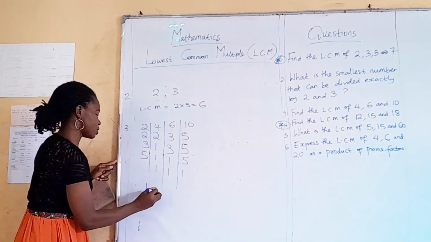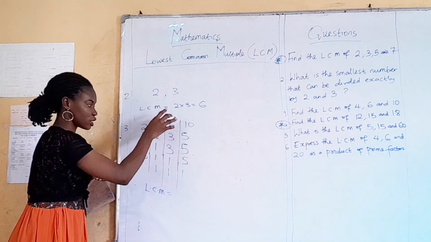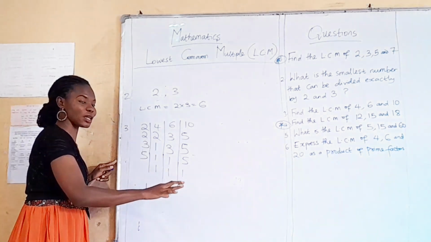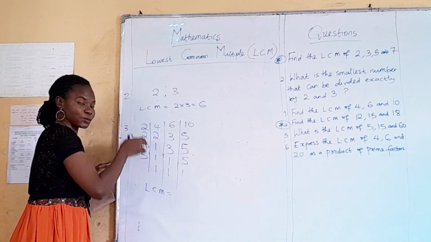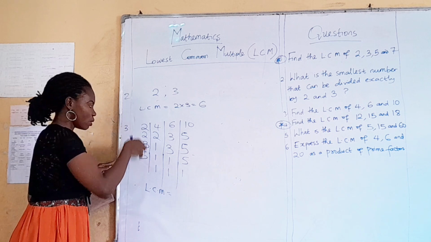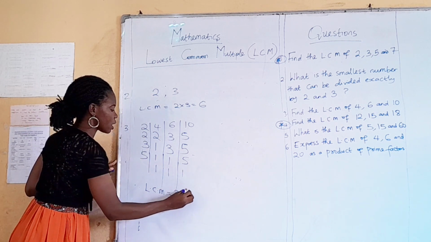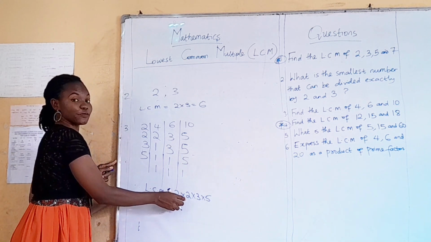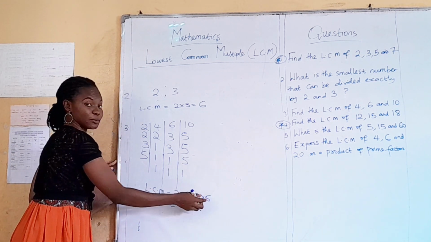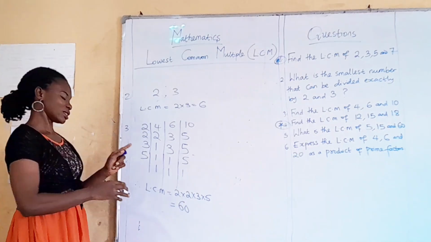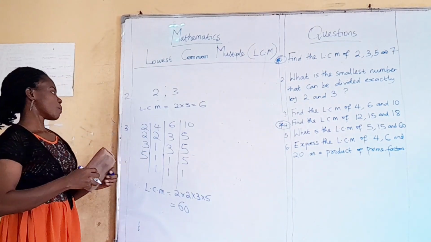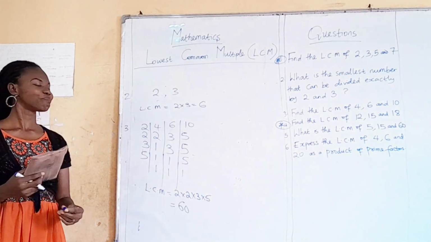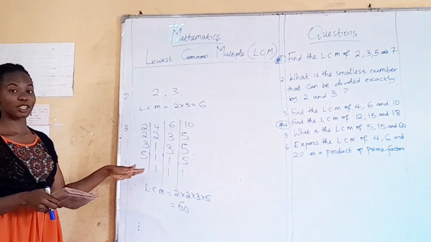Therefore, when you're dividing for LCM, you keep dividing until you get to 1, 1, 1. That's what shows you that you are done. You now multiply their factors. So let's multiply 2 times 2 times 3 times 5. 2 times 2 is 4, 4 times 3 is 12, and 12 times 5 gives us 60. So 60 is the lowest common multiple of 4, 6, and 10. Is that understood? Alright. Make sure you're taking notes.